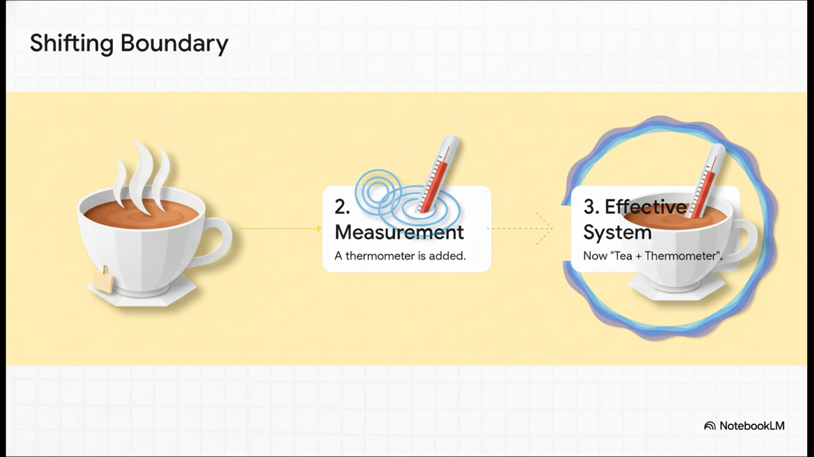Let's just walk through this. At first, you think your system is simply the cup of tea, but then you go to measure it, so you insert the thermometer. Now, because of that interaction, that back reaction we just talked about, if you want to do the physics correctly, your effective system isn't just the tea anymore. It's now the combined tea plus thermometer system. The boundary you use for your counting has literally expanded.